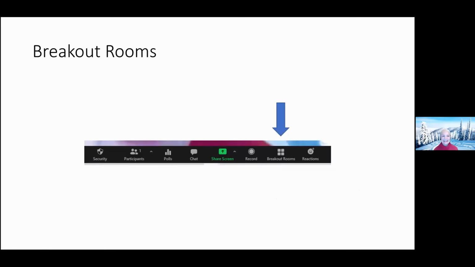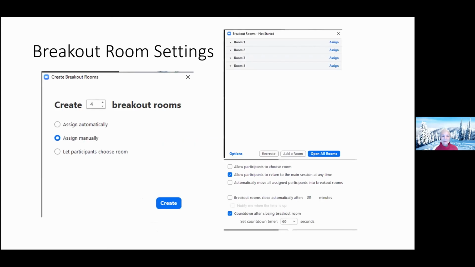Now, the next thing is breakout rooms. We heard Marvin talk a little bit about breakout rooms already, but that was really for the participants. So this is the breakout rooms for the Zoommasters. You click on Create Breakout Rooms, and you can start any number of breakout rooms you want right here. You can assign them automatically, you can assign them manually, or you can let participants choose a room. And you just click Create.